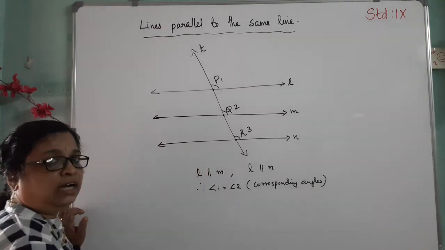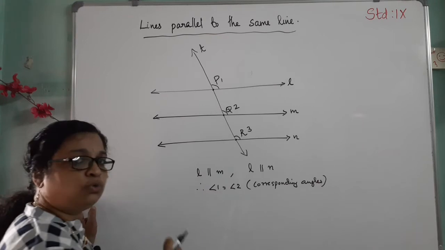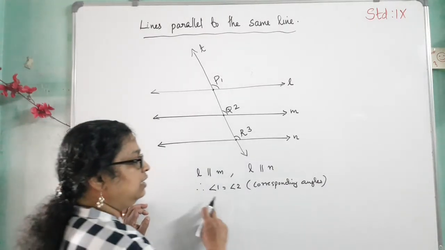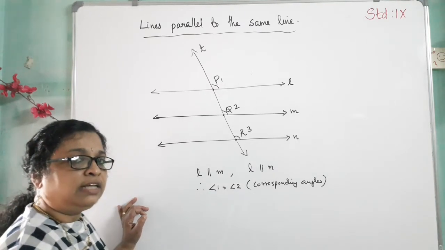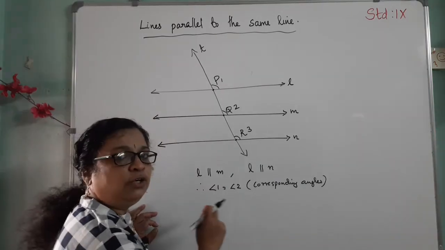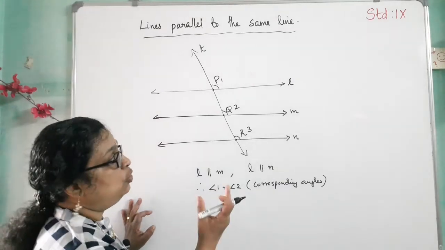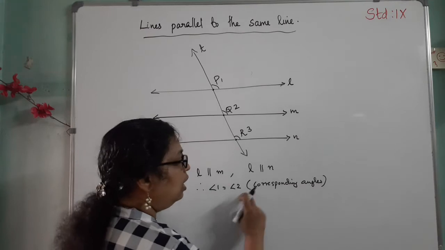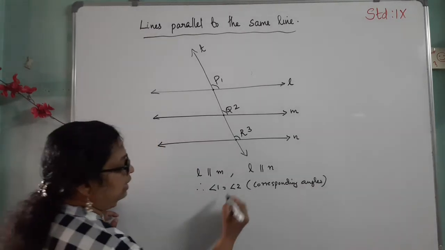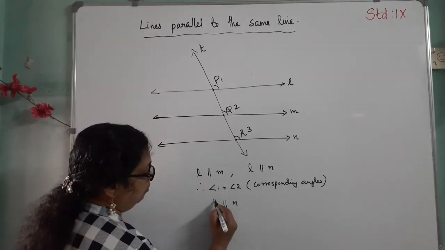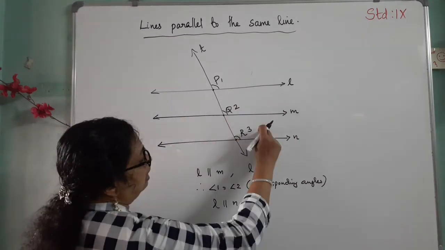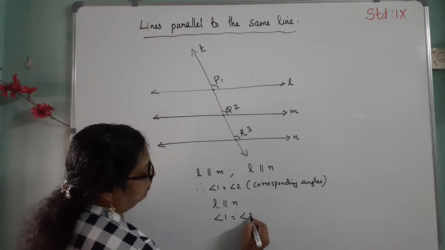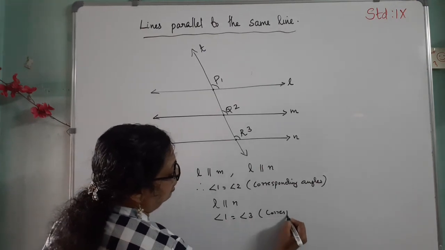Corresponding angles, that is, if a transversal intersects two or more lines, the corresponding angles formed are equal. That we know. That theorem we also call the corresponding angle axiom. That is, angle 1 equal to angle 2, corresponding angles. Then L is parallel to N. This line is parallel to N. So we can write angle 1 equal to angle 3. Again, corresponding angles.